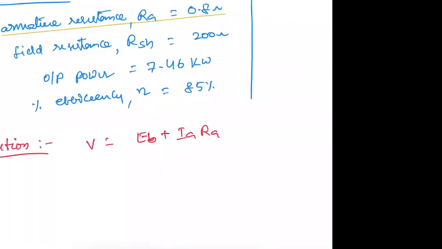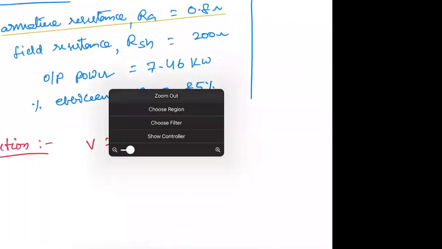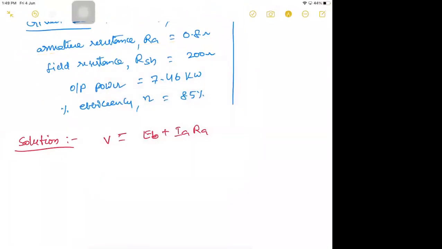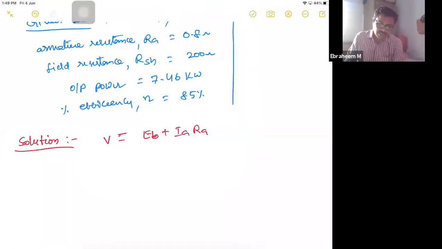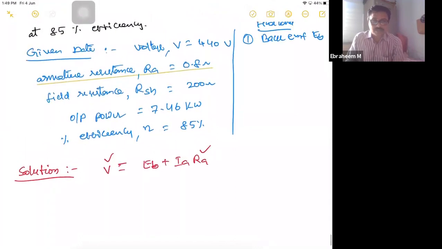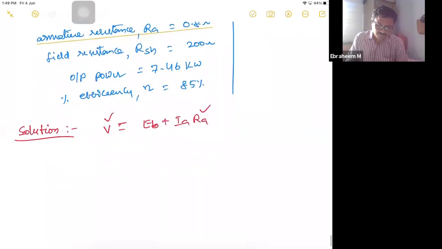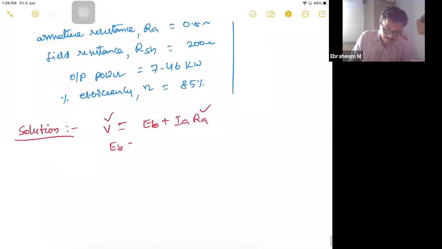So V is given, right? And RA is given, IA is not given, and EB we have to find out. So EB is equal to V minus IA RA. To find out IA, we use the remaining things, right?